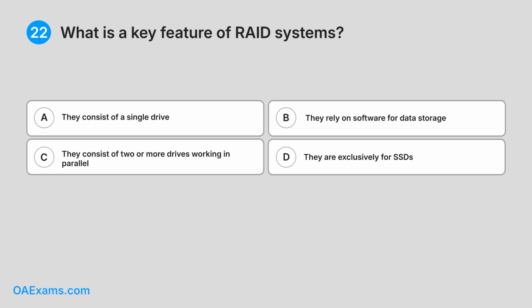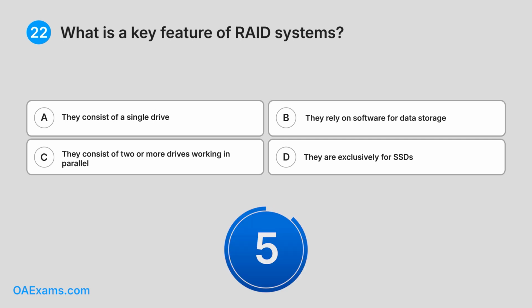22. What is a key feature of RAID systems? A. They consist of a single drive. B. They rely on software for data storage. C. They consist of 2 or more drives working in parallel. D. They are exclusively for SSDs. What do you think is the answer?